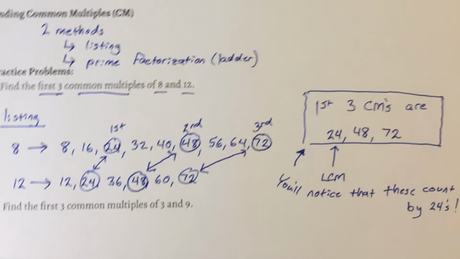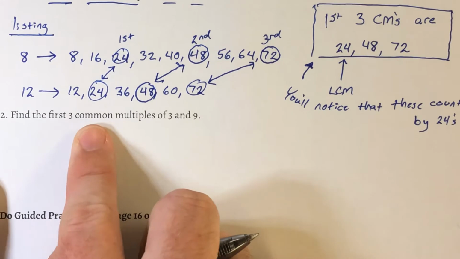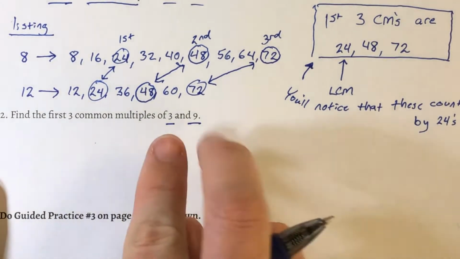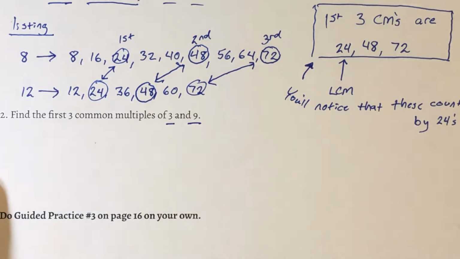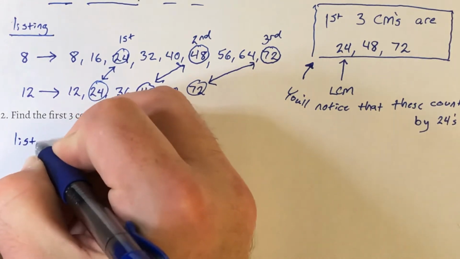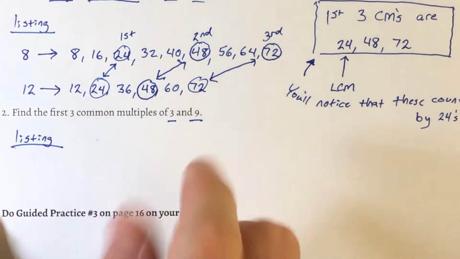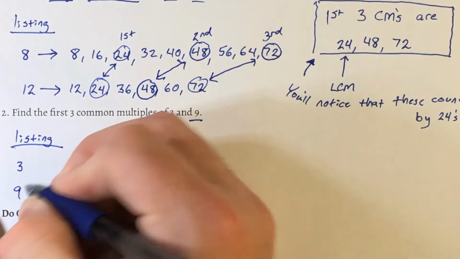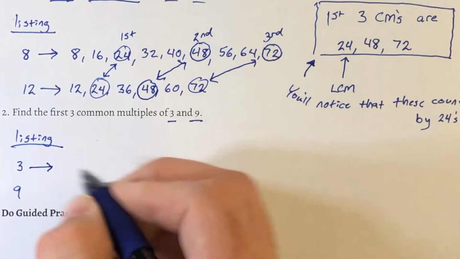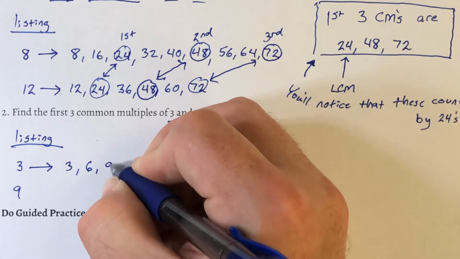All right, our second practice problem. We're going to find the first three common multiples again of 3 and 9 this time. The numbers are relatively small, they're easy to count by, so we're going to choose to use the listing method again. So first step, we're going to write our numbers, 3 and 9, and we're going to count a few multiples at a time for each. So for 3s, 3 times 1 is 3, then 6, then 9.